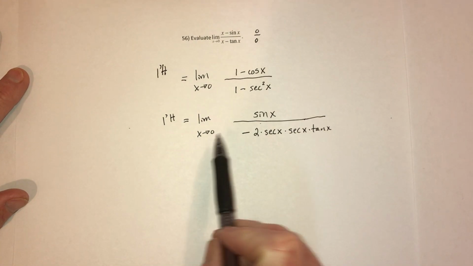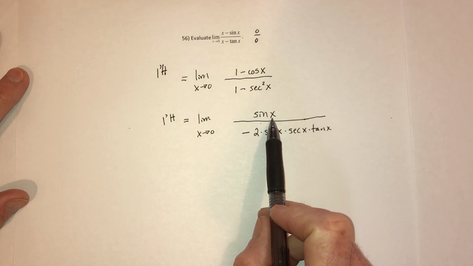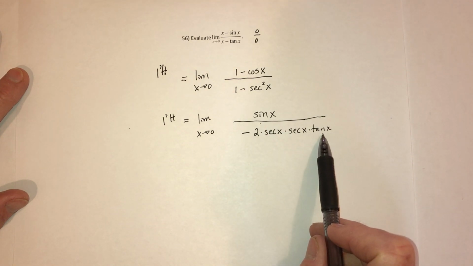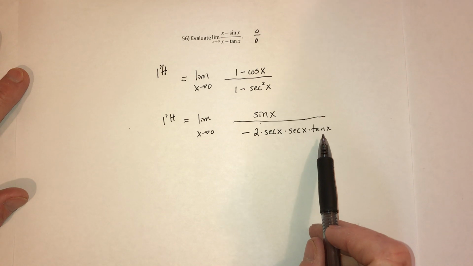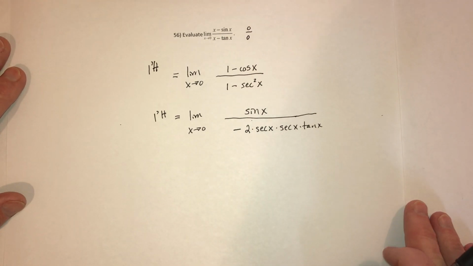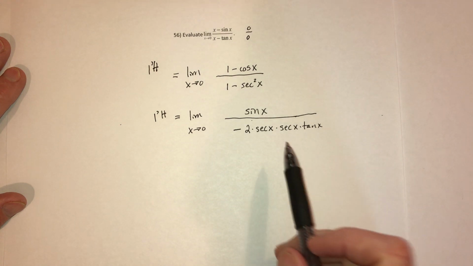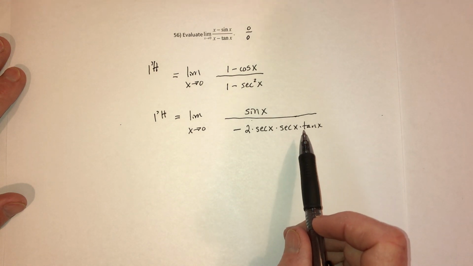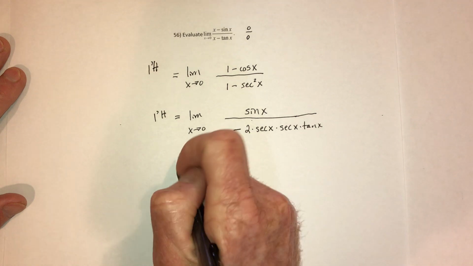So if you take the 0 and plug it in, that's going to be 0, and tangent of 0 is 0, so this is again 0 divided by 0. So we could try using L'Hopital's rule again, or we could try some trig identities and try to simplify this thing. I think I'm going to try that.